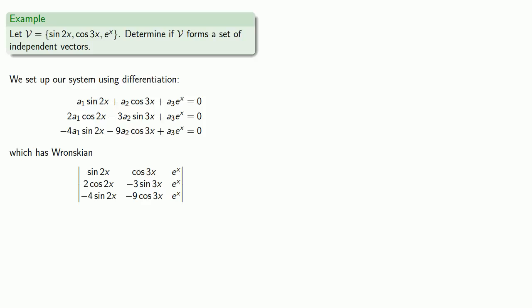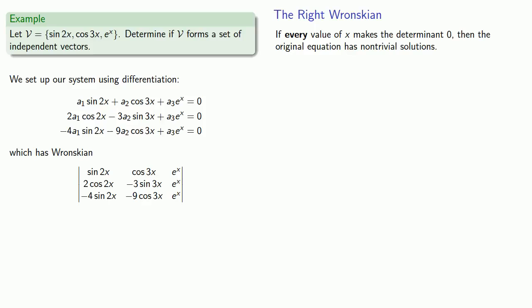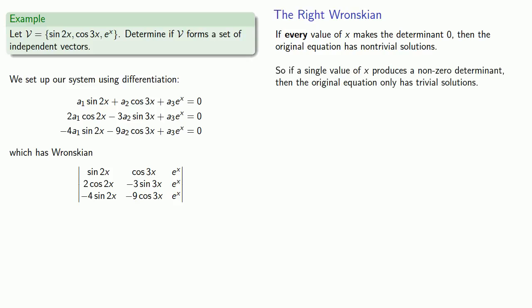And so we can turn that around. If every value of x makes the determinant 0, then the original equation has non-trivial solutions. So if a single value of x produces a non-zero determinant, then the original equation has only trivial solutions. And what this means is that if we can find any value of x that gives us a non-zero determinant, then we will be able to conclude that our original vectors are in fact independent.